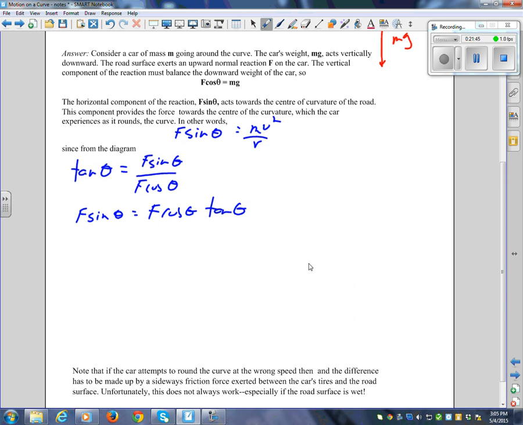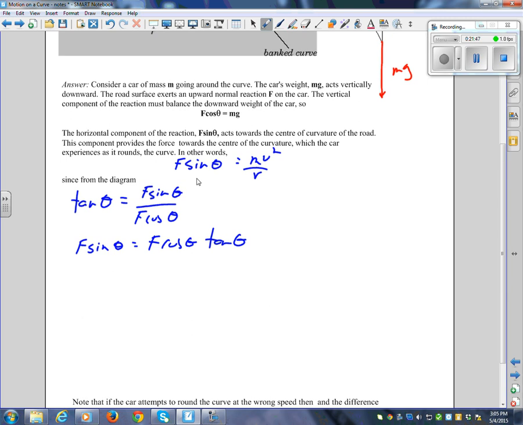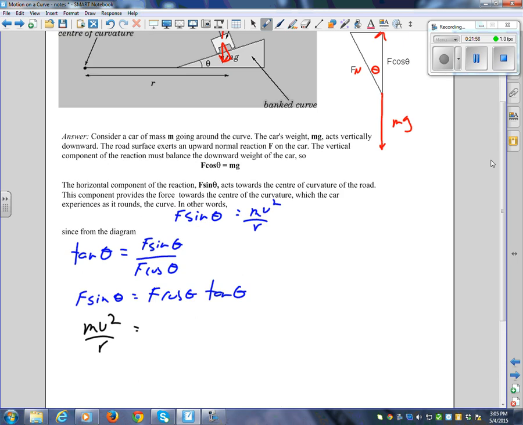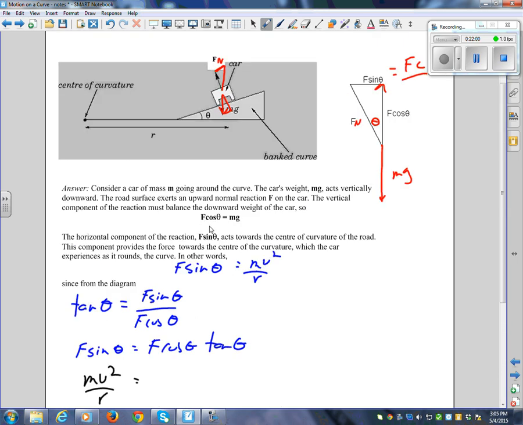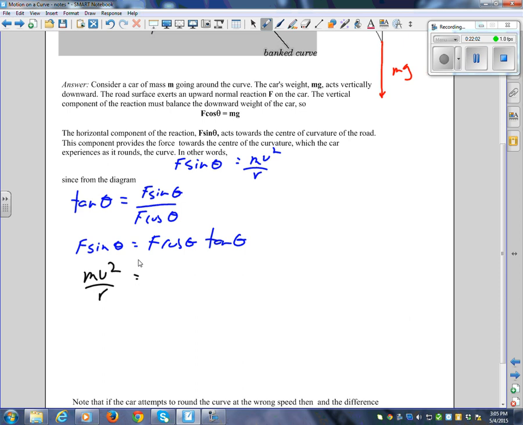Okay. What did we say F sine theta was equal to? mv squared over r. What is F cos theta equal to? mg. So F cos theta, mg.